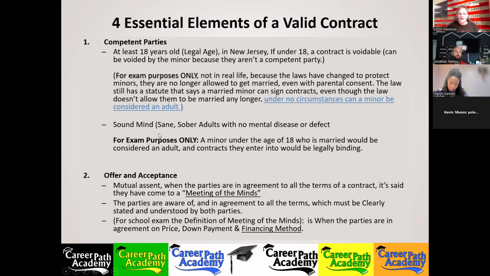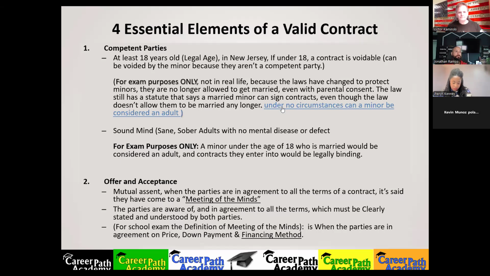So you got to be of sound mind, sane, sober adults with no mental disease or defect. But for exam purposes and exam purposes only, a minor under the age of 18 who is married would be considered an adult, and contracts they enter into would be legally binding against them. Here, I'll show you about that married minor stuff. I'm going to click on it, show you. This is from the findlaw.com website.